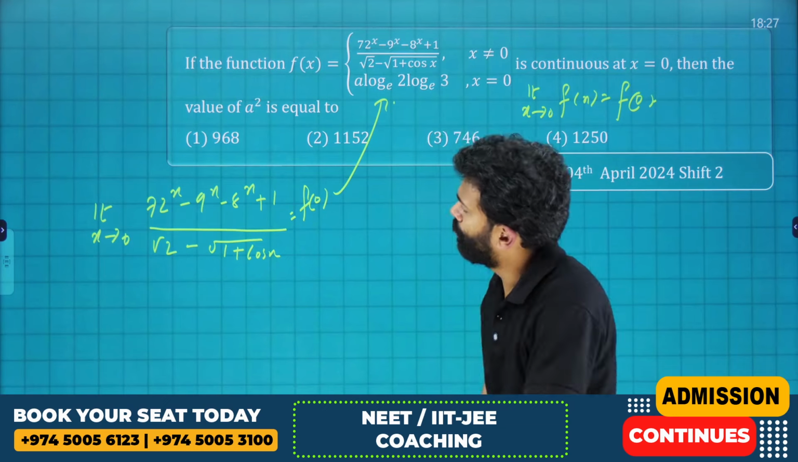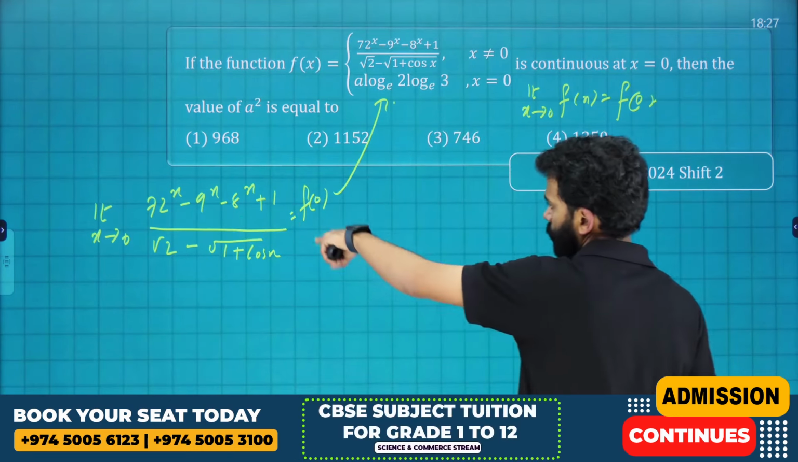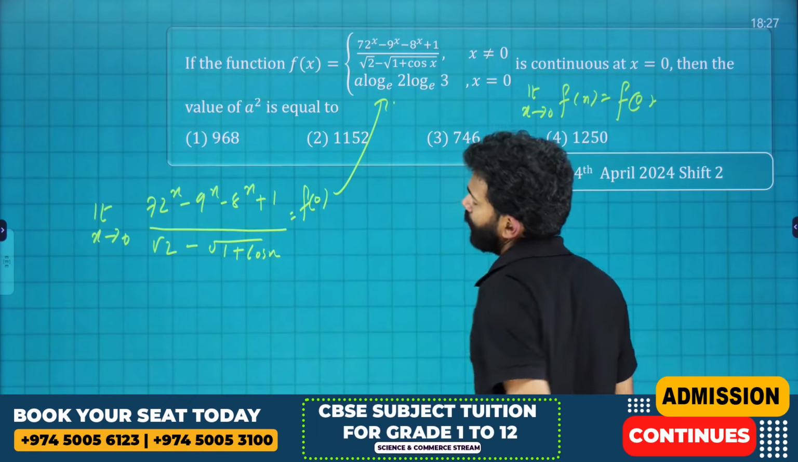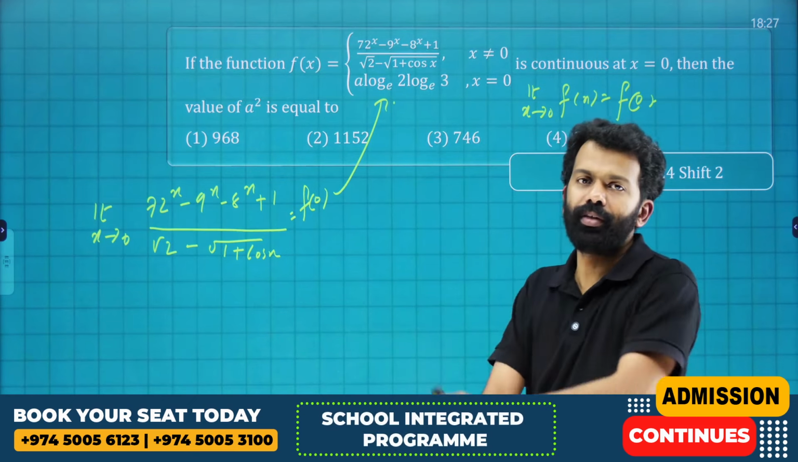Okay, so if you apply x is equal to 0 over here, this becomes 1 minus 1, that is 0, minus 1 plus 1, 0 over here. Here also it will be root 2 minus root 2, it will be 0. So basically it is an indeterminate form. So how are you going to formulate this one?